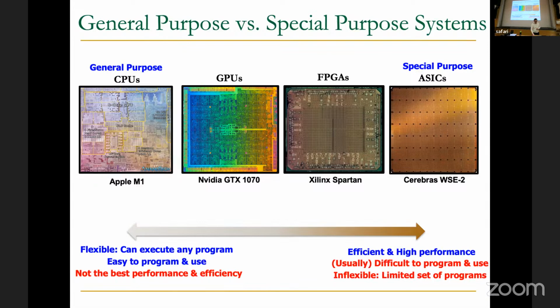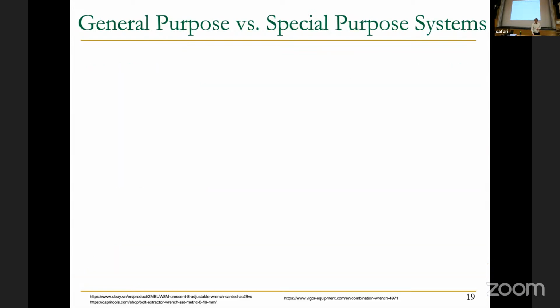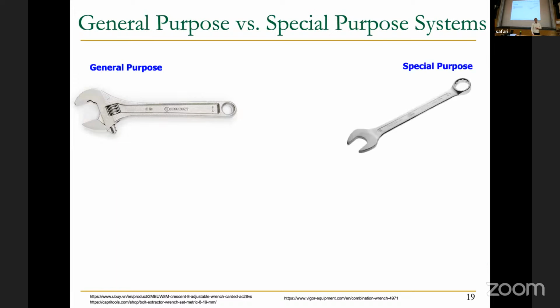Okay, any questions? I like analogies. How many people use this thing? That's a general purpose wrench. Okay. How many people use this thing? It's a special purpose wrench. And you see a similar trade-off between them that I see? Okay. Basically, this is very similar, I think.